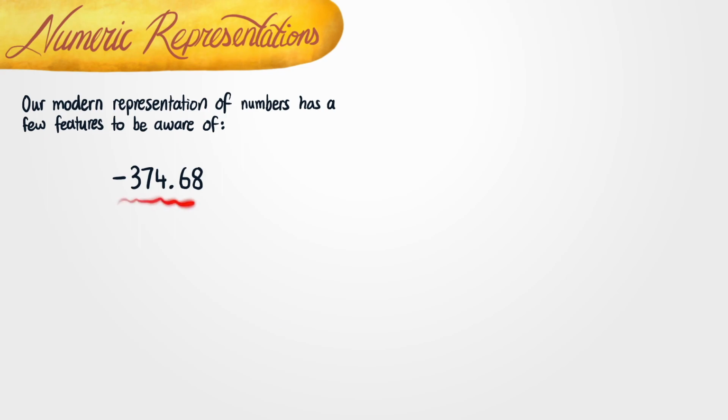So I've just chosen a random number here, and I've done this to show you a few of the features that our modern numbers actually have. The first of these features is that where a digit appears changes its value. So we know that this 3 over here represents 300, this 7 represents 70, and this 4 represents the number 4.